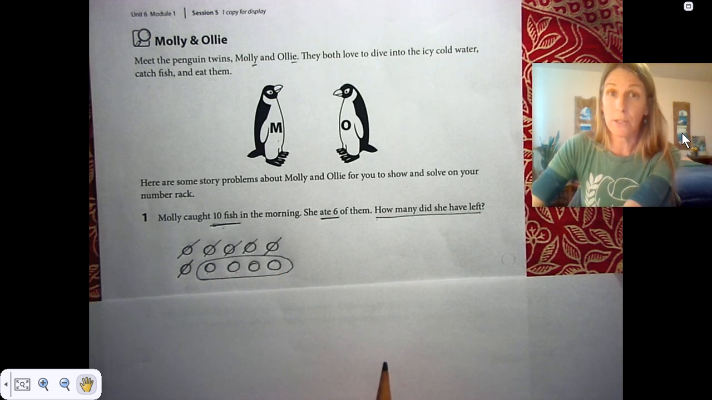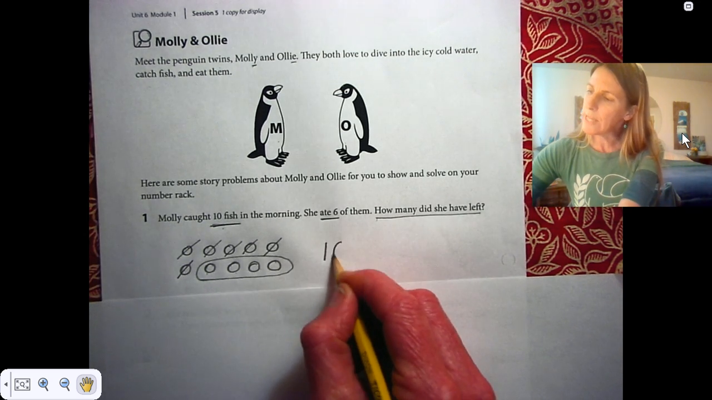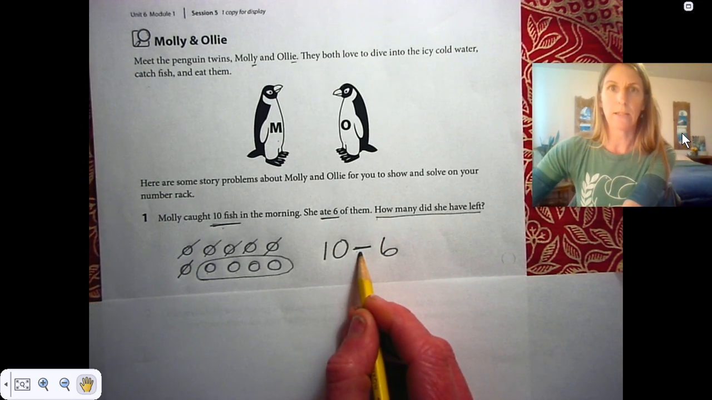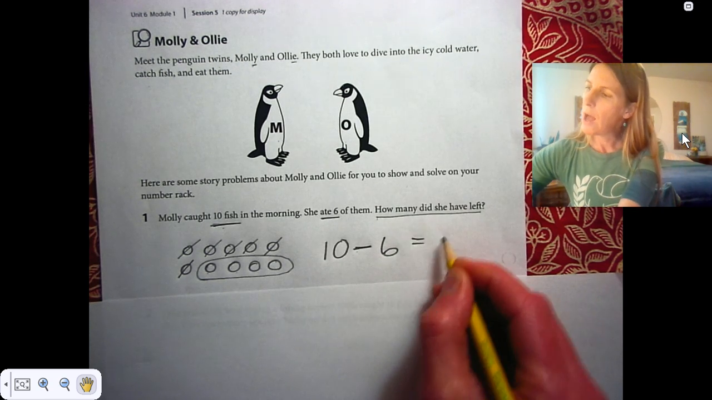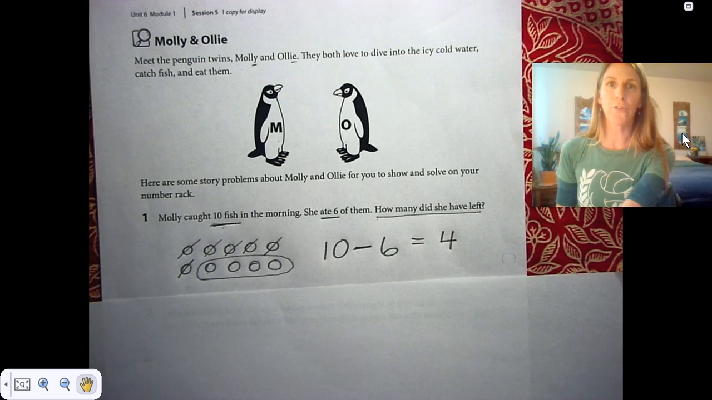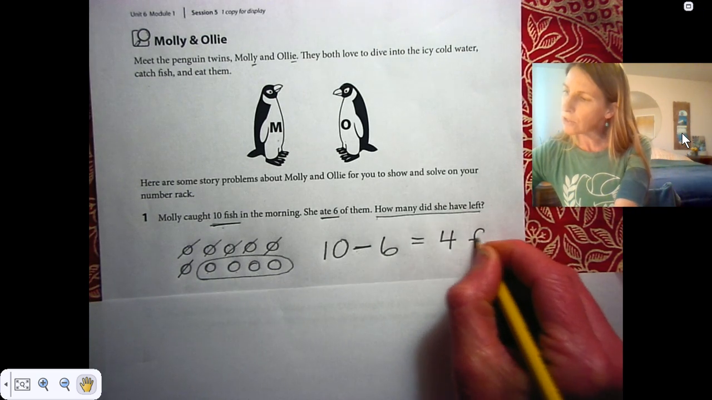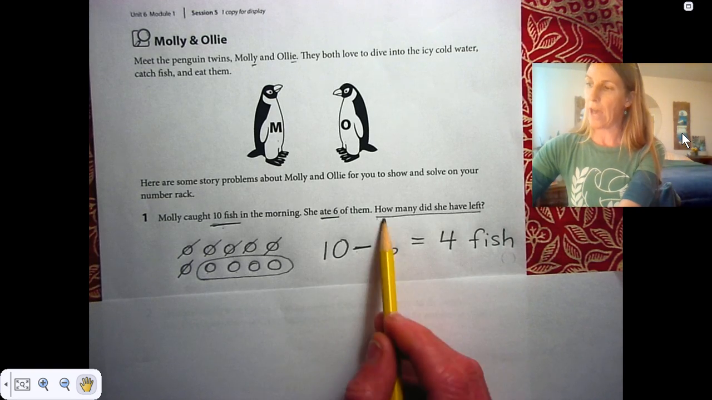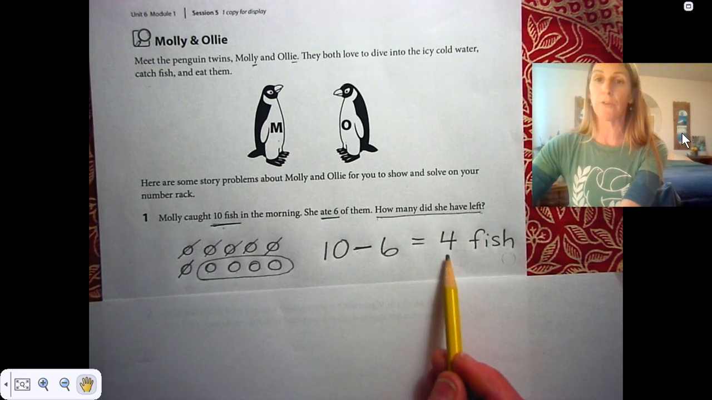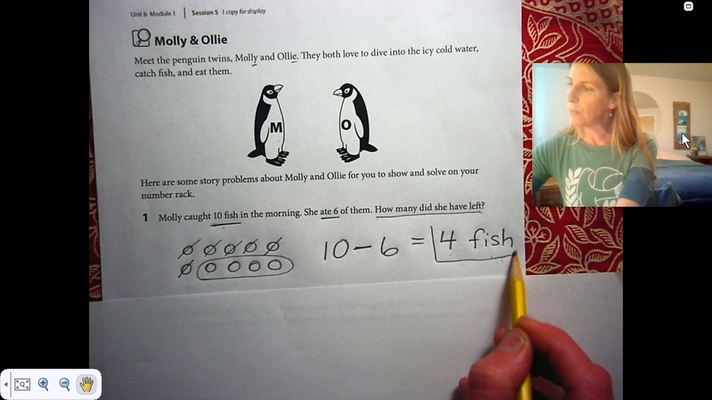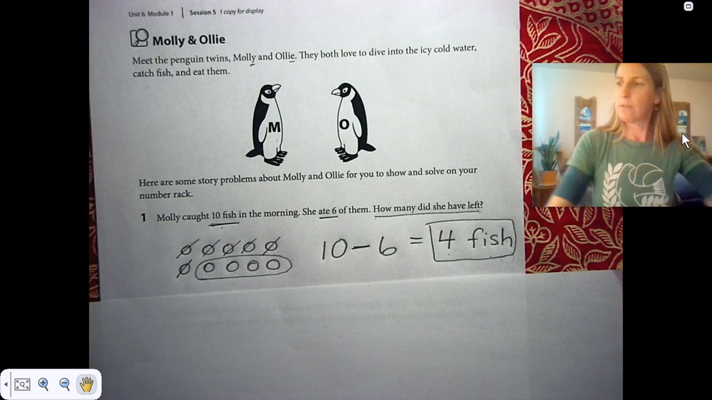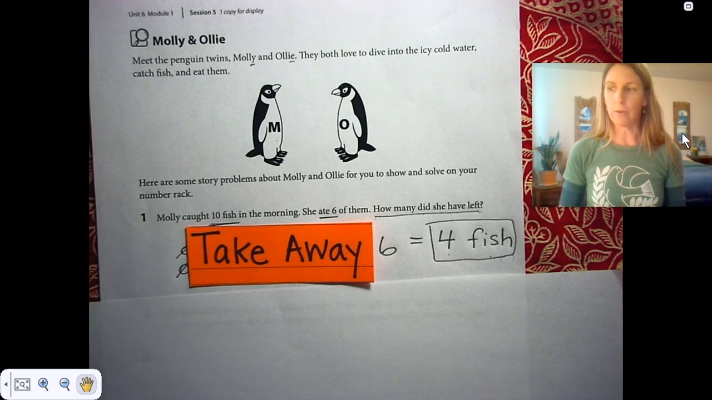I also like to write equations when I'm doing math, of course. So we started with 10. 6 went away. That's a subtraction problem. And 4 fish were left. And I'm even going to label my problem. 4 fish were left. How many did she have left? She had 4 fish left. Putting a box around my answer. Hey, that, my friends, was a takeaway problem.